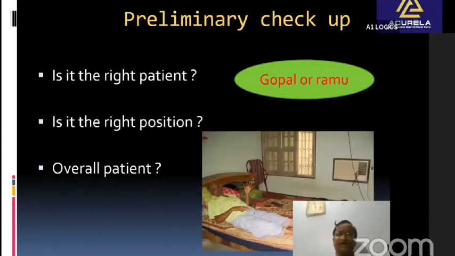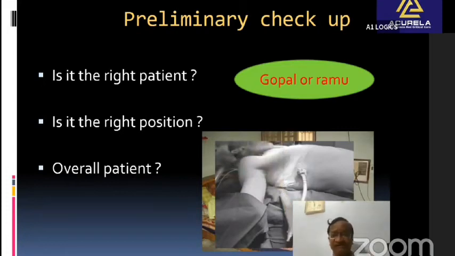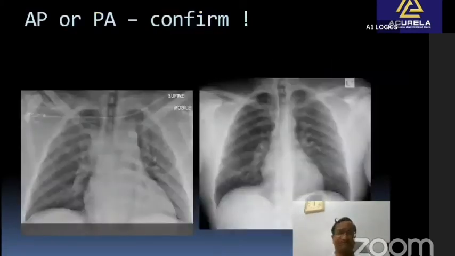Now, wherever you start reading an X-ray, don't go straight. See whether it's the right patient, what we are seeing. Whether the patient is Gopal, Ramu, or Shanti. Is it the right position? Or is the overall patient fine? For example, the patient is sick like this, the ICD. How is the patient? Just get to know all these things before going on to read.